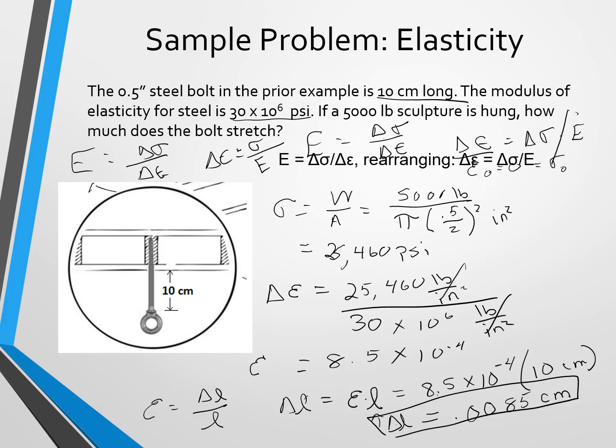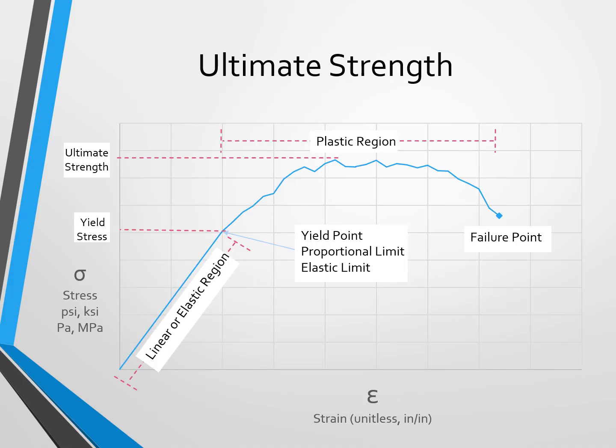Okay, so now once we reach the yield point in our stress strain curve, the material then begins to go into the plastic region. And beyond this point, all of the deformation is permanent. The material will continue to stretch until it eventually fails. The ultimate strength is the peak stress. So we can read that from this curve.